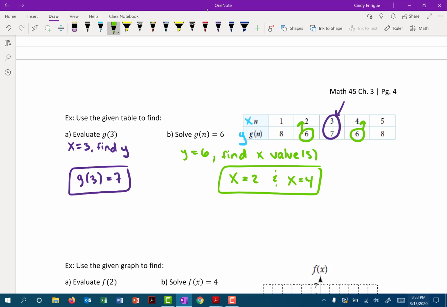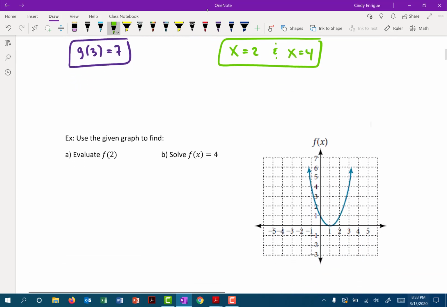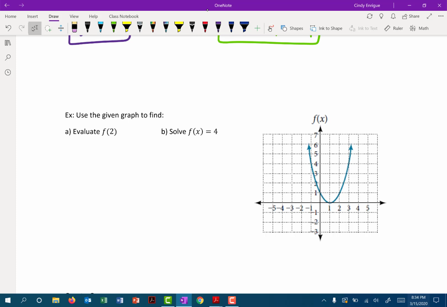So we can find it using a table. And hopefully you feel comfortable with that, because now we can do it using a graph as well. So here's our parabola. And it says evaluate f of 2 from the graph. Okay, so I know that x is equal to 2. So I need to find my y value.